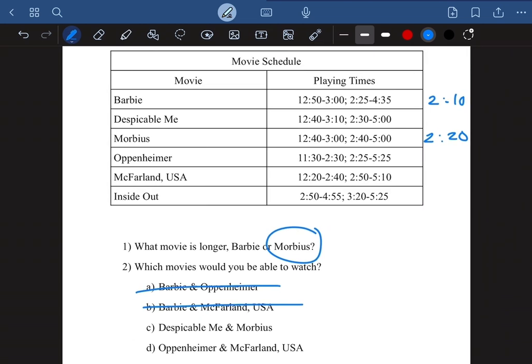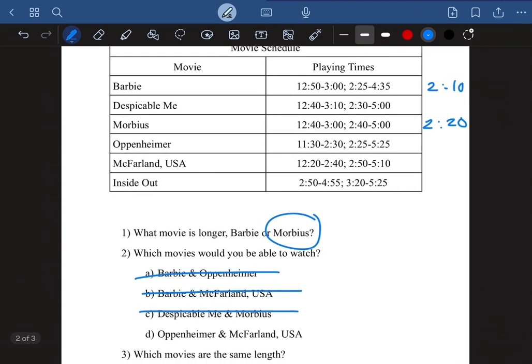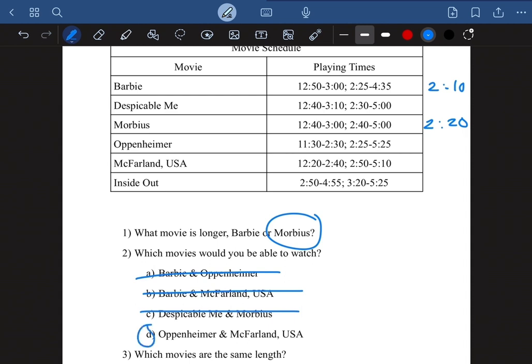C, Despicable Me and Morbius. So Despicable Me starts at 12:40 and ends at 3:10. And Morbius starts at 12:40 to 3, so we can't watch those together because they start at the same time. So that leaves us with option D. And if you look here, Oppenheimer starts at 11:30 and ends at 2:30, and McFarland starts at 2:50 to 5:10, so it works out perfectly. So the answer for number 2 is D, Oppenheimer and McFarland.